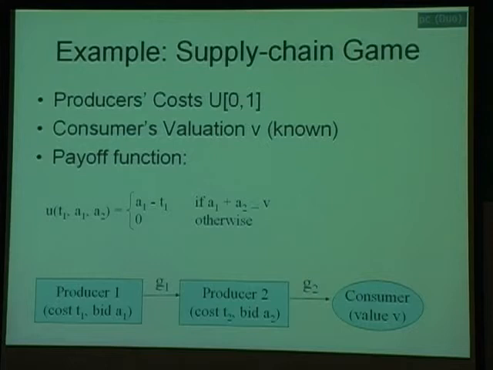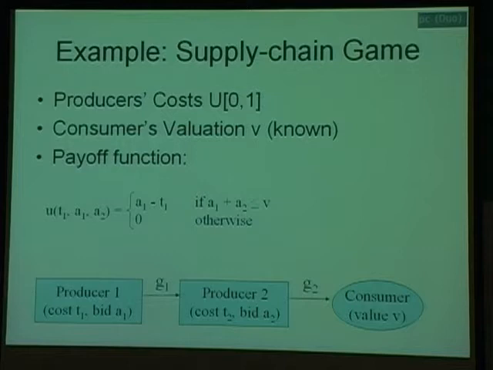Here's another game that we call the supply chain game. So we have two producers in series, a consumer that we're not treating as an agent, the only two agents are these producers. They each have the option to produce the output in their piece of the supply chain. If both these producers produce their output, then the final output of the supply chain is G2, which the consumer values at V and will pay anything up to V for it.